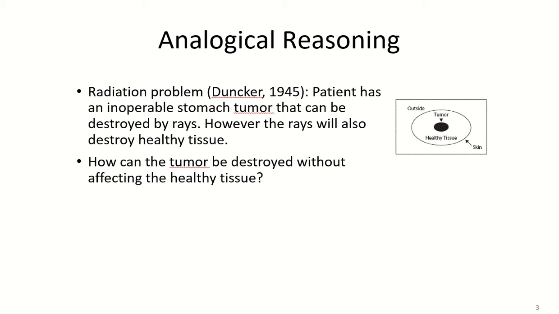Imagine that there's a patient who has some inoperable stomach tumor that can in principle be destroyed by some sort of rays. The rays, however, will destroy any healthy tissue in the body that it has to cut through to get to the actual tumor. So imagine there's a tumor somewhere in the middle, there's healthy tissue surrounding it, you can send rays through that then destroy the tumor, but unfortunately they would destroy the healthy tissue as well. Now, how can we destroy this tumor without affecting the healthy tissue? Is the question.